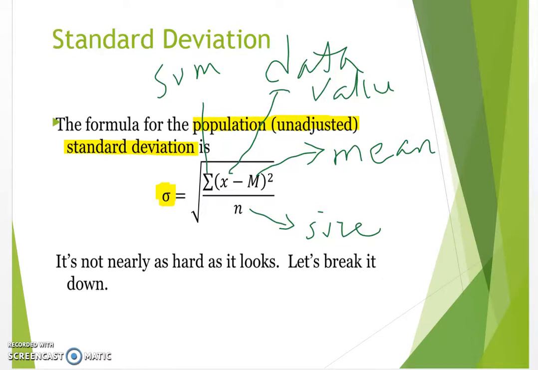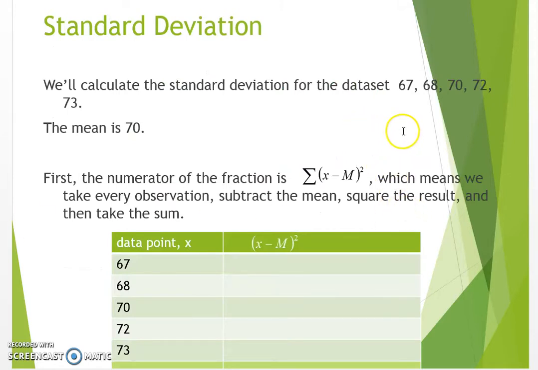So let's look at the following example. Suppose we have 67, 68, 70, 72, and 73, these 5 individual data values. First of all, we can compute the mean, which is 70. I'm going to use the notation here: 70 is going to be the mean. In your textbook, they use m. We can also use mu for population mean.